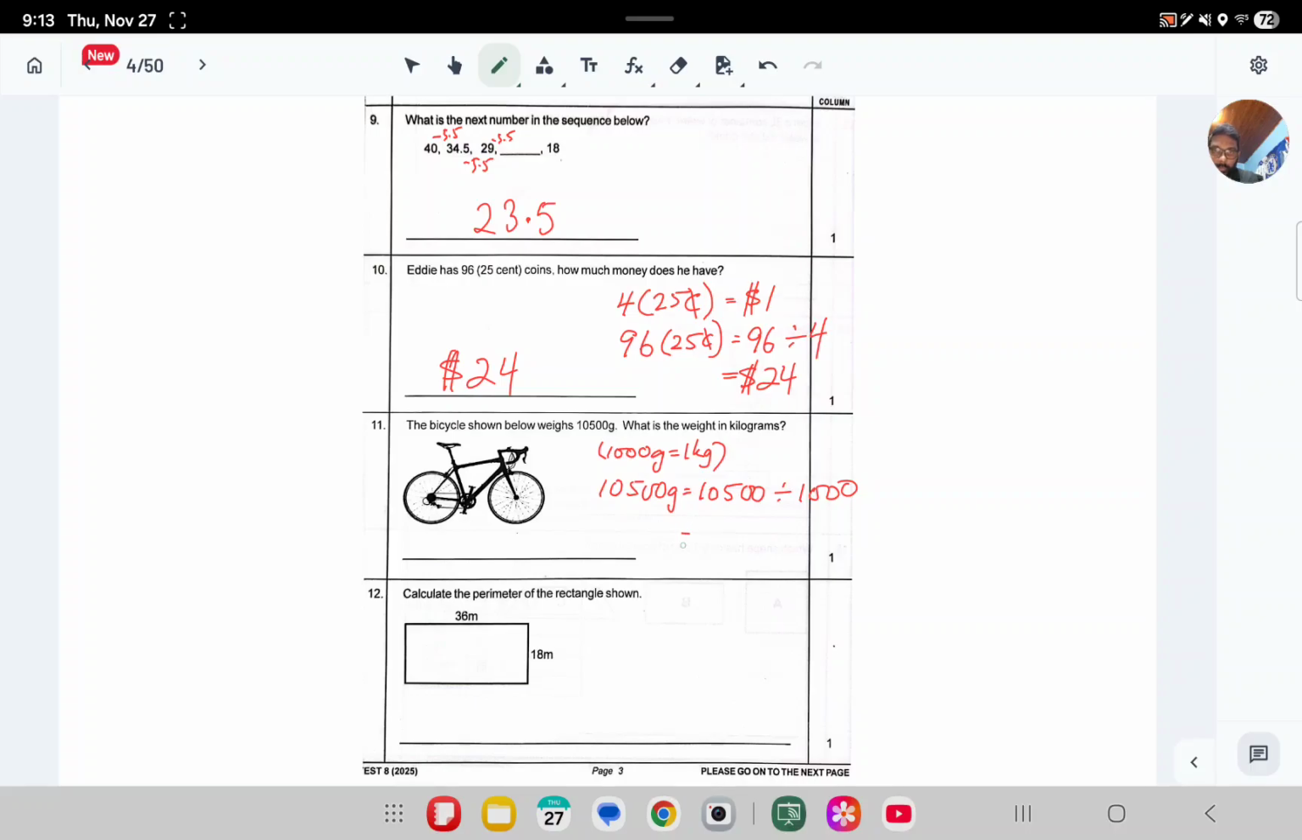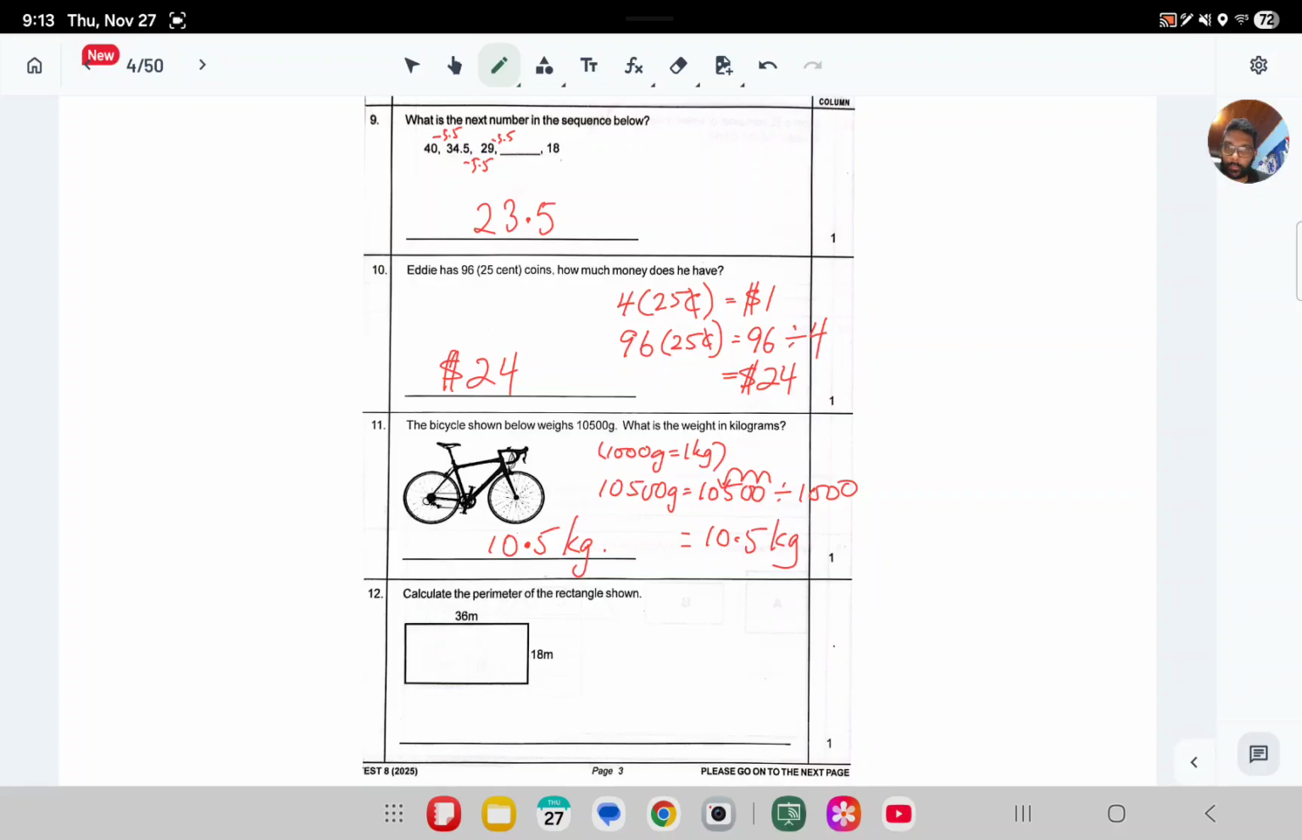Alright, and whenever we divide by 1,000, we move the decimal point 3 places to the left hand side. So 1, 2, 3. This becomes 10.5 kilograms, or 10.5.